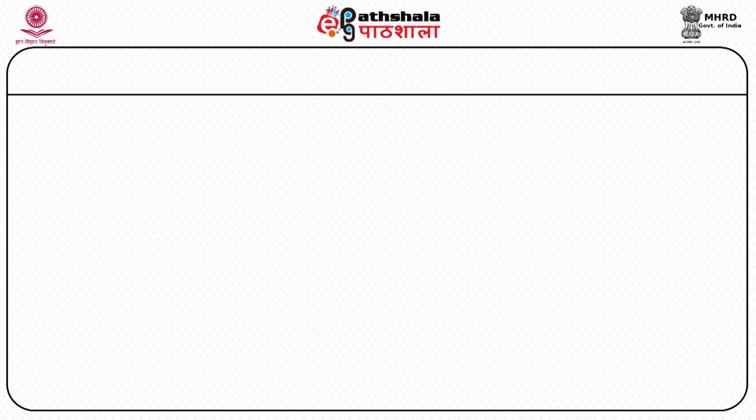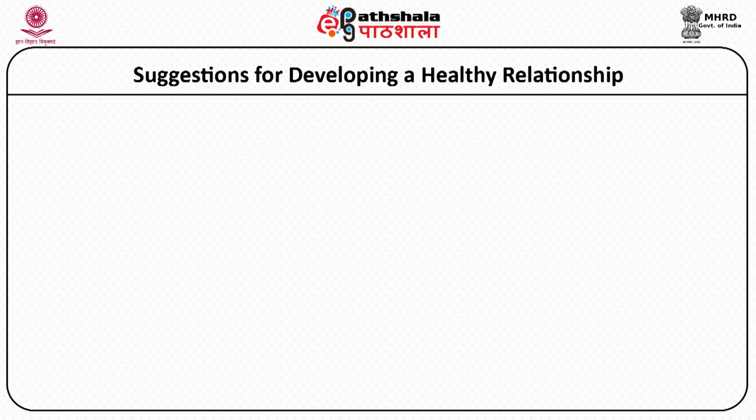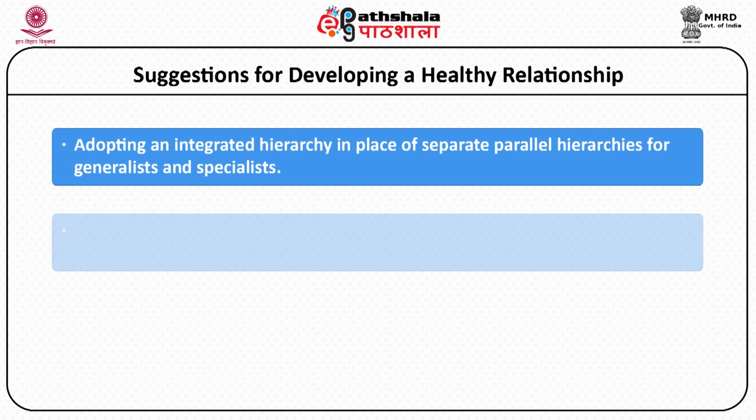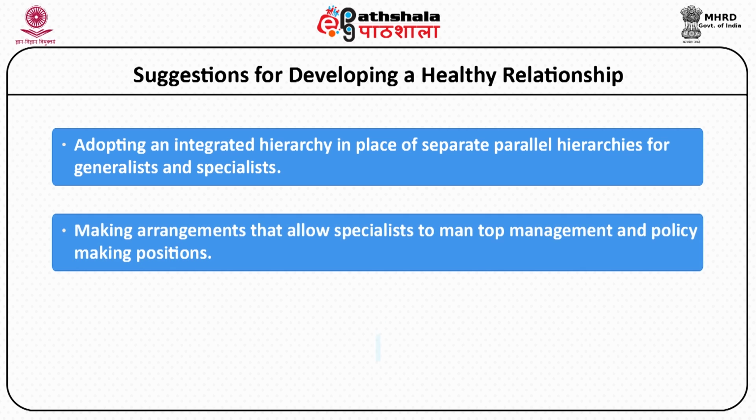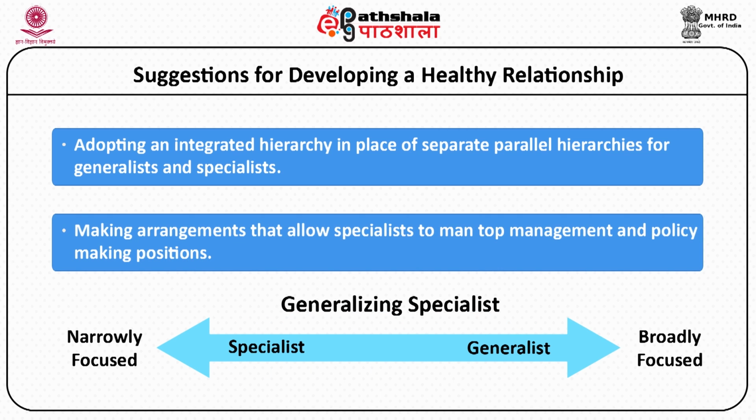A very good suggestion that can be considered is that we should do away with the parallel hierarchies of journalists and specialists, and consider an integrated hierarchy where both journalists and specialists get a chance to man top positions. Thus even the specialists can understand the perspective of the journalist in a better way, and journalists, when they man technocrats' positions, can understand the specialist point of view in a better way.